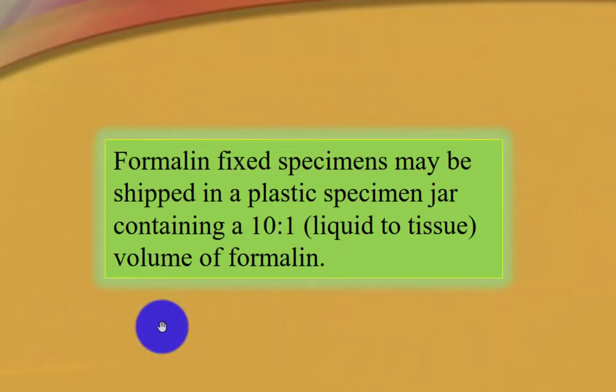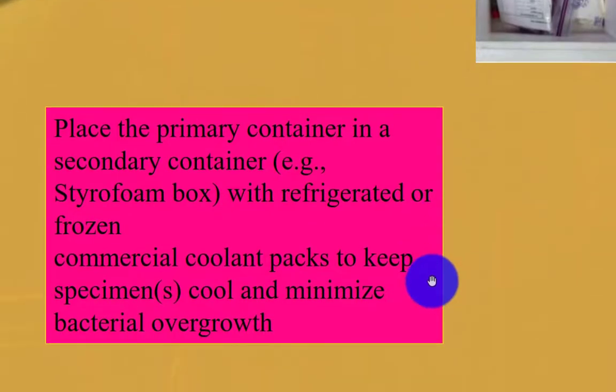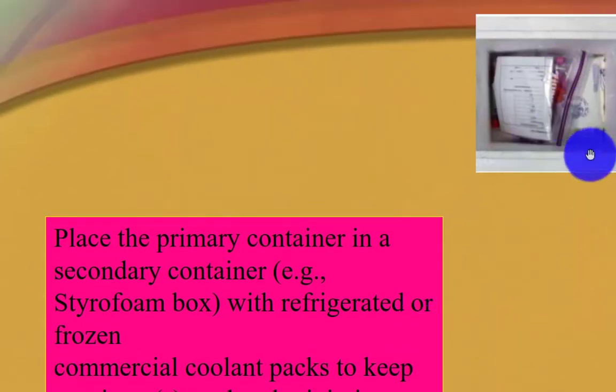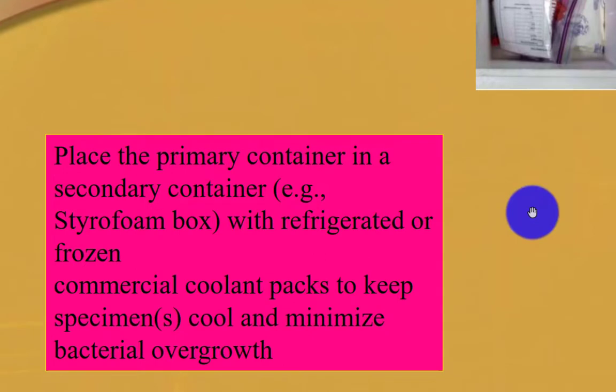Formalin-fixed specimens may be shipped in a plastic specimen jar containing a 10 to 1 liquid to tissue volume of formalin. Place the primary container in a secondary container, for example a styrofoam box with a refrigerated or frozen commercial coolant package, to keep the specimen cool and minimize bacterial overgrowth.